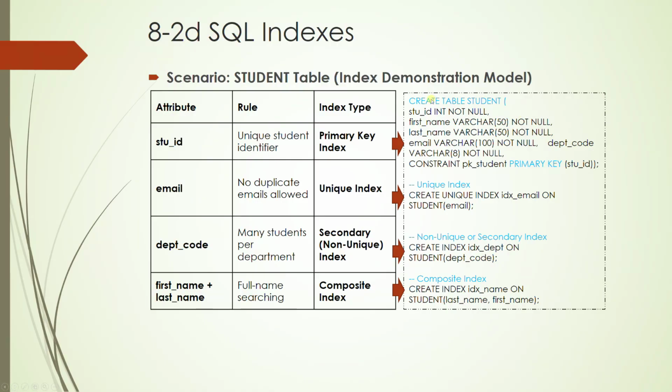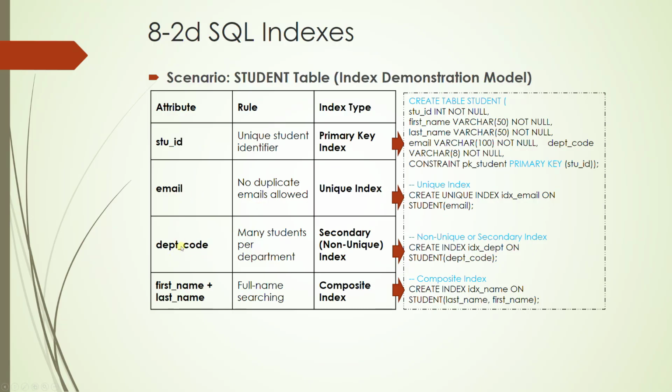So first we need to create this table with these columns. We already explained creating a table. All the columns: student ID, first name, last name, email, and primary key. So this is the first one, the primary key. We will just be writing constraint pk underscore student, which is a primary key, and this student ID. And we want the email to be unique, so I will be writing create unique index on student email.